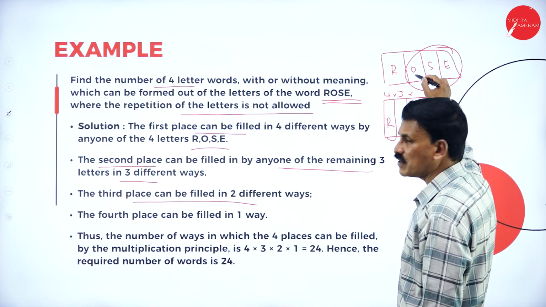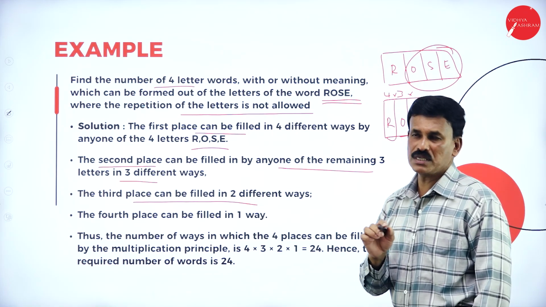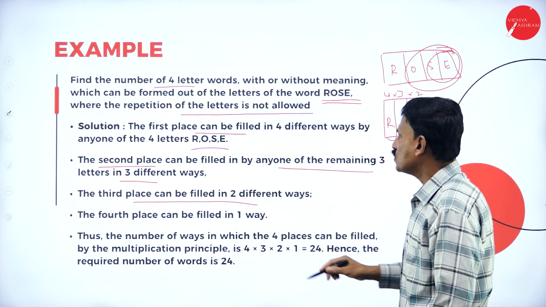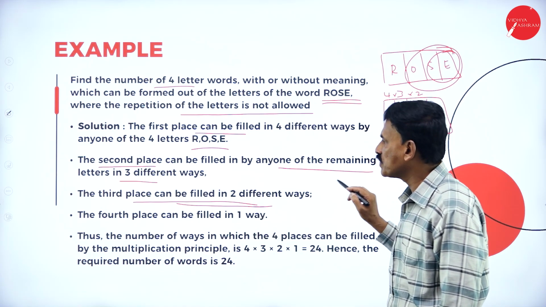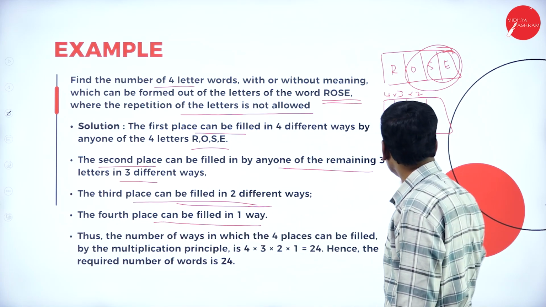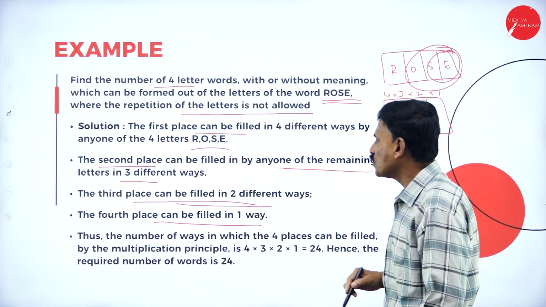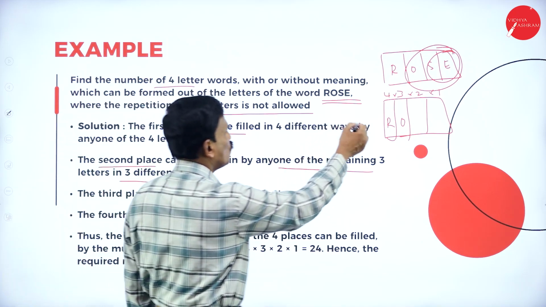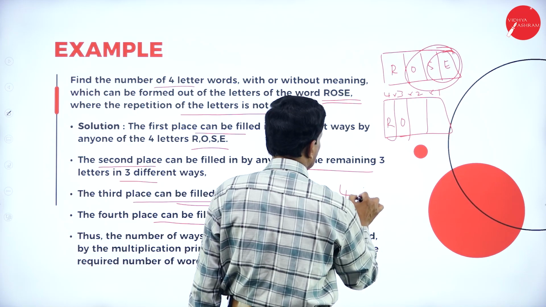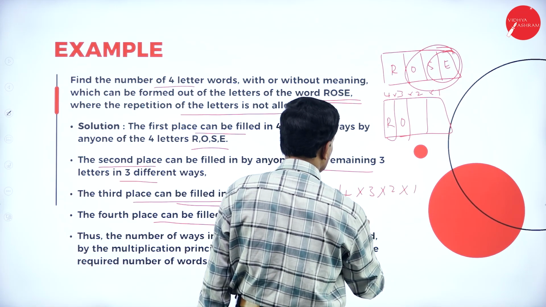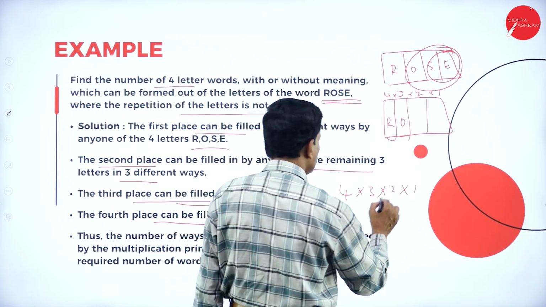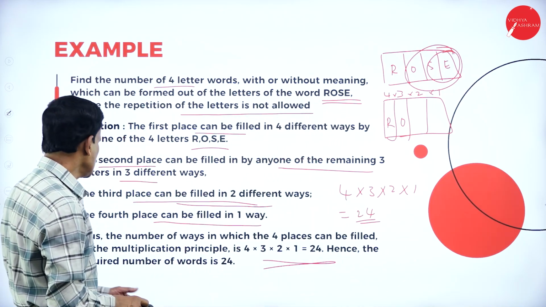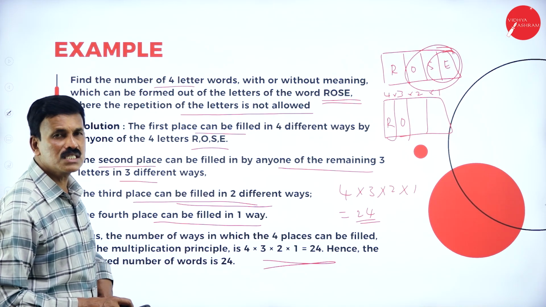Once you take any one of these letters, the remaining 2 places can be filled by the remaining 2 letters, so in 2 ways. So, the third place can be filled in 2 different ways and the fourth place can be filled in 1 way. Therefore, the number of ways in which the 4 places can be filled is 4 into 3 into 2 into 1. So, 4 threes are 12, 12 twos are 24. So, we can fill in 24 ways. Hence, the required number of words is 24.